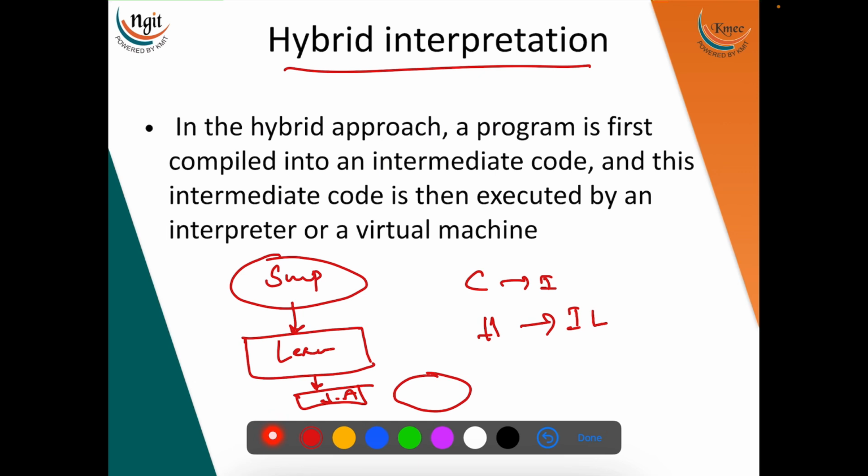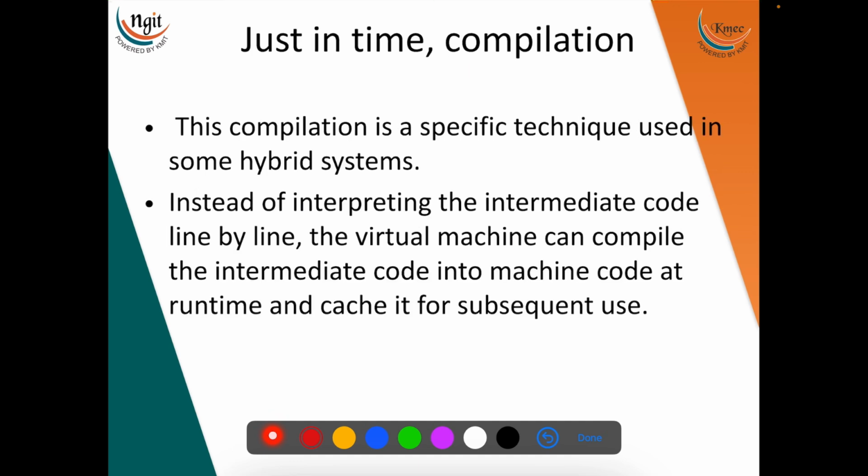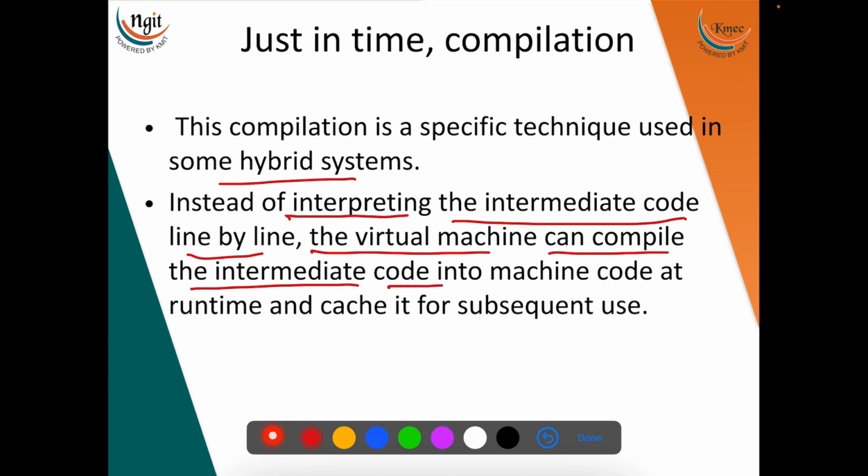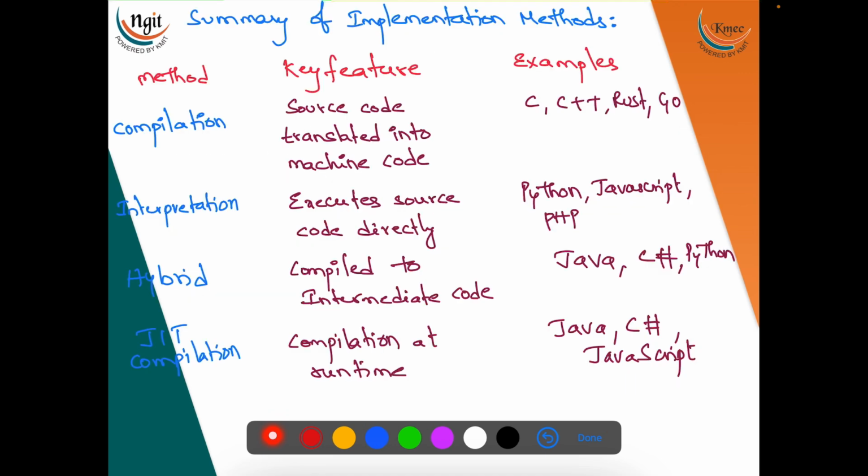And what is the just-in-time implementation system? This compilation is a specific technique used in some hybrid systems. Instead of interpreting the intermediate code line by line, the virtual machine can compile the intermediate code into machine code at runtime and cache it for subsequent use. The programming languages which take this just-in-time approach are Perl and .NET, which take just-in-time compilation or interpretation as the implementation method.